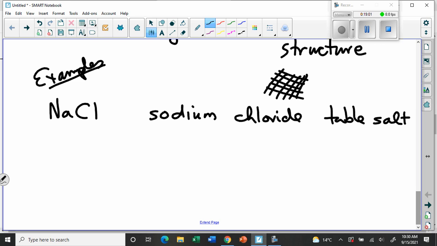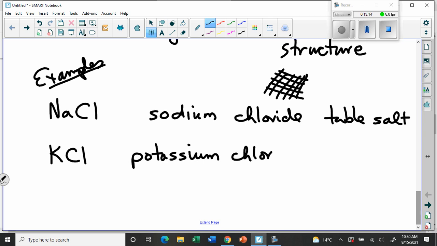Sea salt is a mixture of compounds. Another compound is potassium chloride, KCl. That's potassium chloride. And that's a very common element of sea salt. Sea salt is a mixture of both of these. So I'll put it's a component of sea salt.